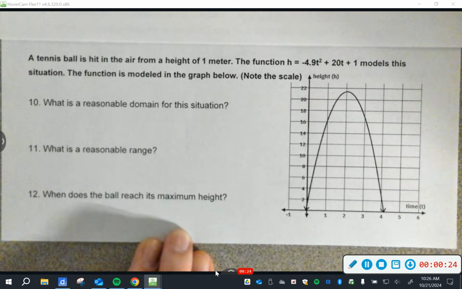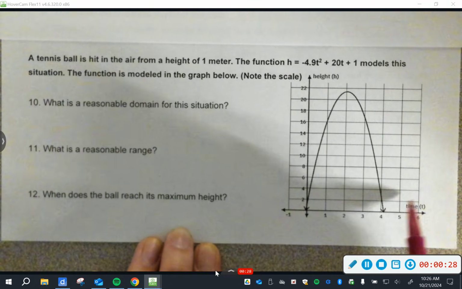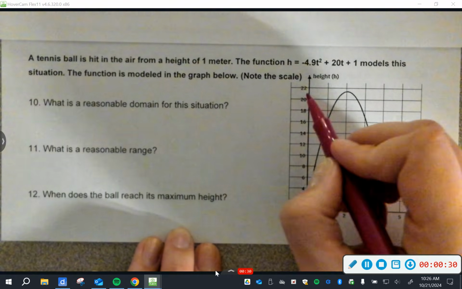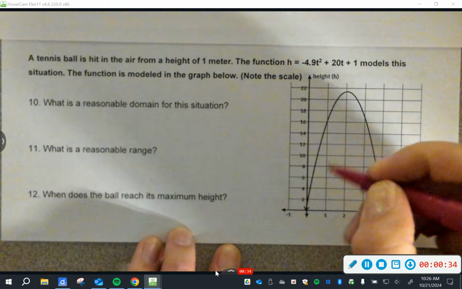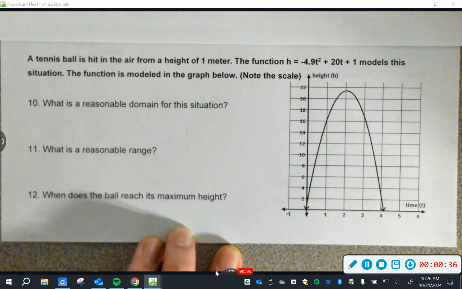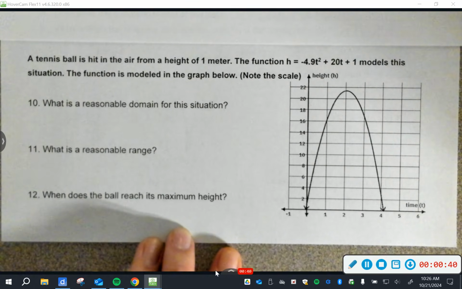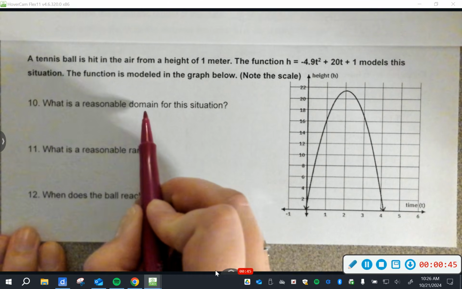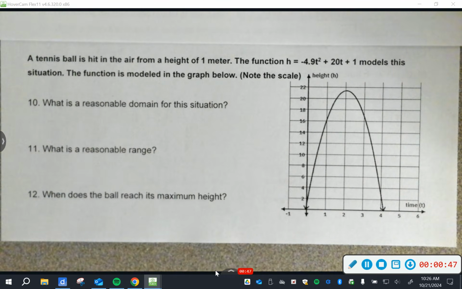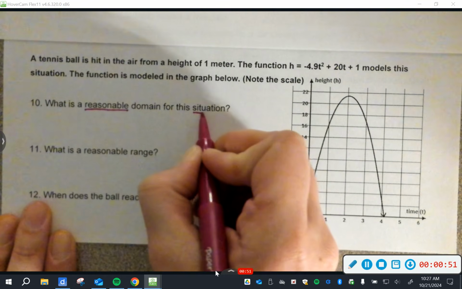Note the scale. Okay, so I've got time along my x-axis, which we're calling t, height along my y-axis. I notice that the height is going in increments of 2 feet, whereas time is going in increments of 1 second. Okay? So number 10, what is a reasonable domain for this situation?